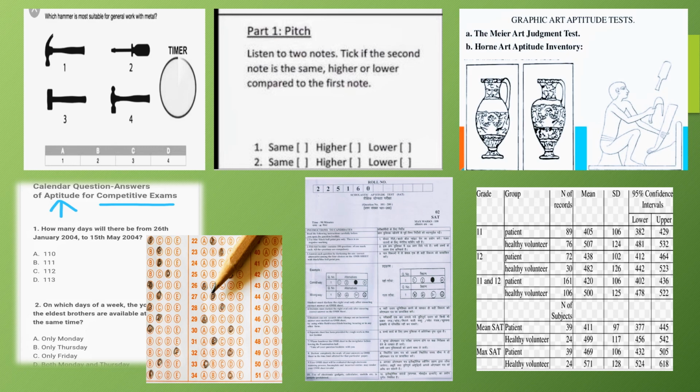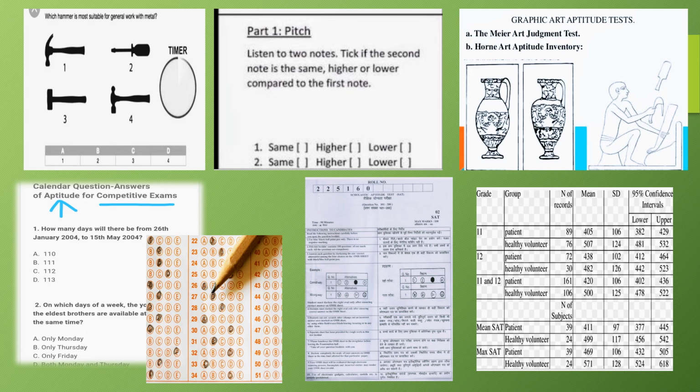So they will ask a person to listen to two notes, tick if the second note is the same, higher or lower compared to the first note. So the options are same, higher, lower. So this is a musical aptitude test. Okay, pattern. And then next is graphic art aptitude test. The first one here is the Mayer art judgment test, and here is the Horne art aptitude inventory.